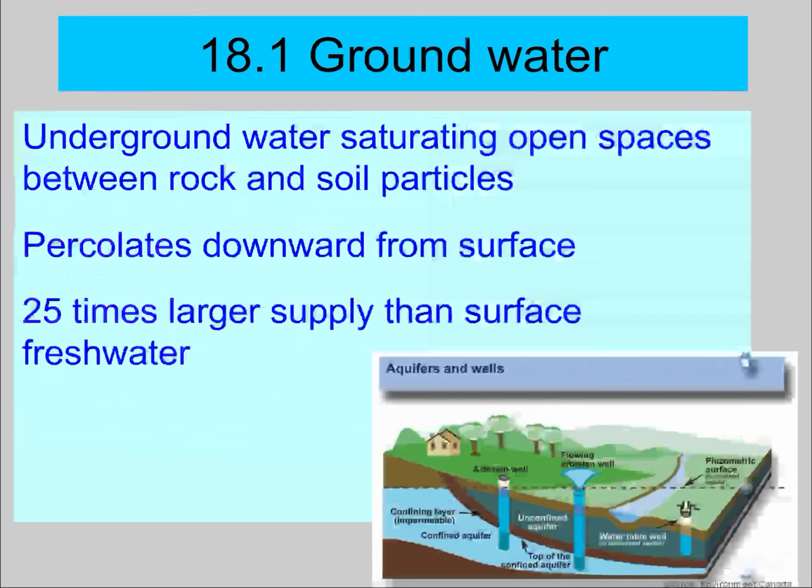Groundwater is water that has seeped down below the surface and is stored underground. It's going to find open spaces between rocks and soil particles, and then it's going to percolate downward from the surface. The groundwater supply is 25 times larger than that of the surface water supply. It tends to be cleaner than surface water. The problem is getting groundwater above surface, and that's done using wells. So normally these are artesian wells or maybe a water table well, but you have what are called aquifers, which are areas below ground where water is stored.